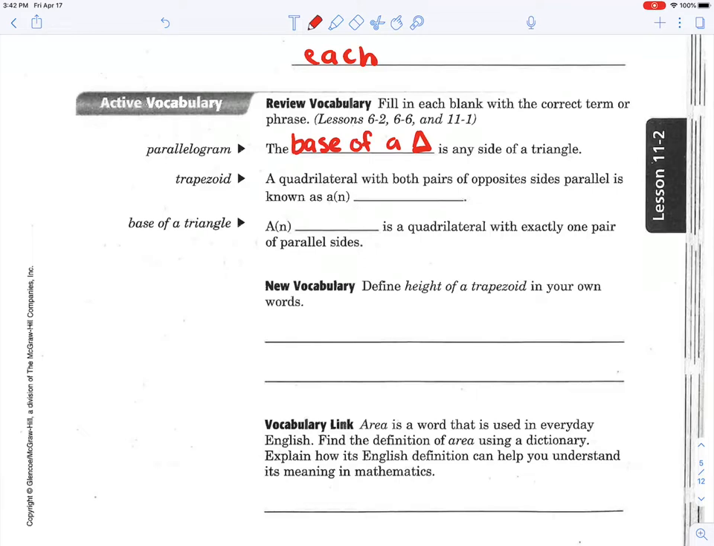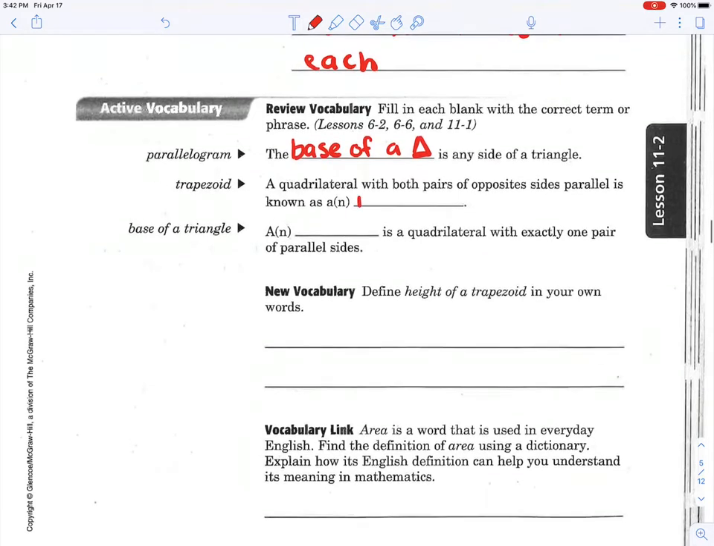A quadrilateral with both pairs of opposite sides parallel is known as a parallelogram. We again reviewed that last section, and we had an area formula for a parallelogram, which was the base times the height. So the last one has to be a trapezoid. It is a quadrilateral with exactly 1 pair of parallel sides. So just to remind yourself, a trapezoid looks like this, where these 2 would be my parallel sides.